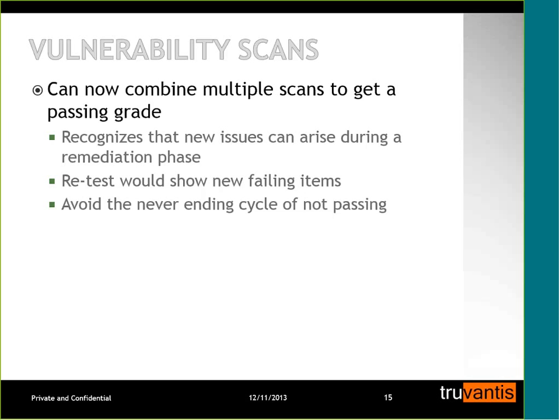And the problem is, in a large environment, you will probably find that there are new alerts which are giving you a new failing scan. So you go off to remediate those, and during that time, the vulnerability scanner would be updated, it would detect newer issues, and you would always be getting a failing scan. So what they've said now is you can combine multiple scans to get a passing grade.